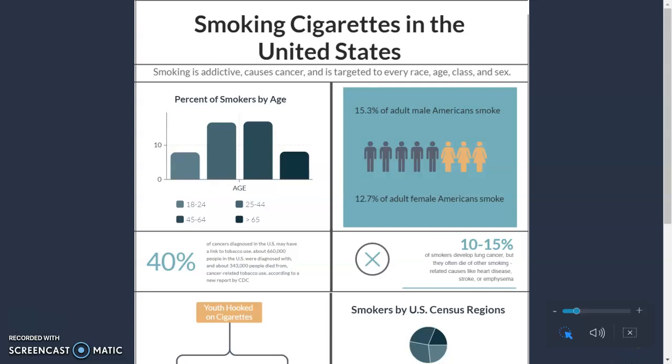Today, I would like to walk you through my infographic and my design process. First, I would like to start with proximity. Proximity is grouping related design elements together. I decided to put the bar graph and the isotope graph right next to each other because they are based on similar statistics of sex and age of people who smoke cigarettes in the United States.